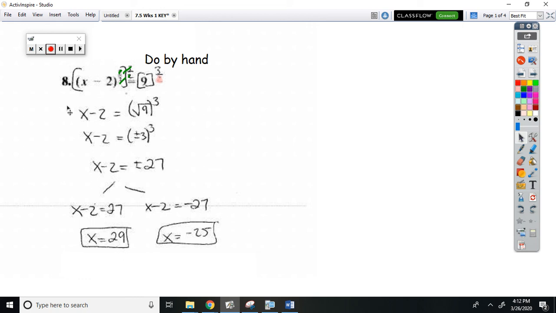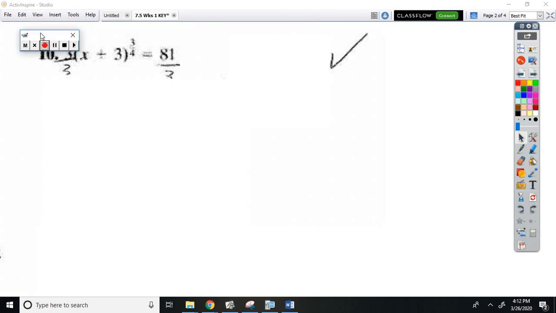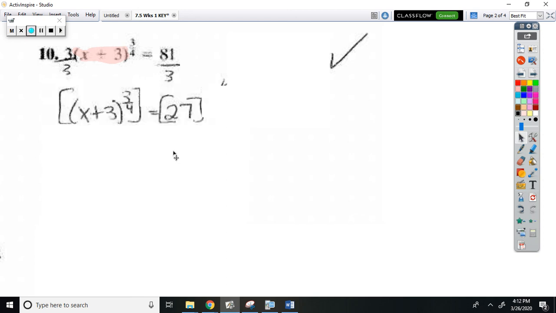Those are both answers. Moving on to the next question, I had a question on number 10. Now number 10 was not isolated to begin with. You are not allowed to distribute this 3. Okay, so the first thing you have to do is get rid of it by undoing multiplication with division. So I first divided by 3 on both sides to get me x plus 3 to the 3/4 equals 27.